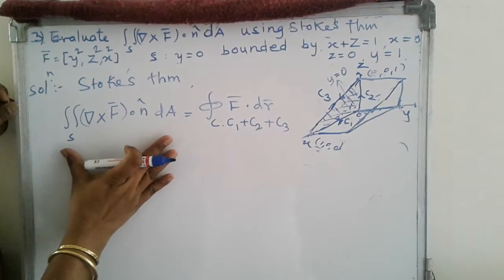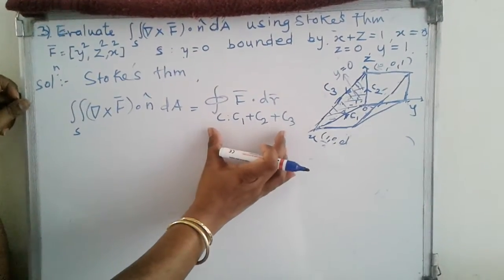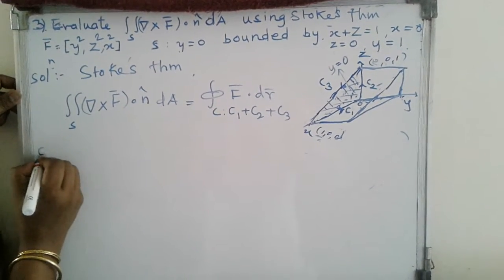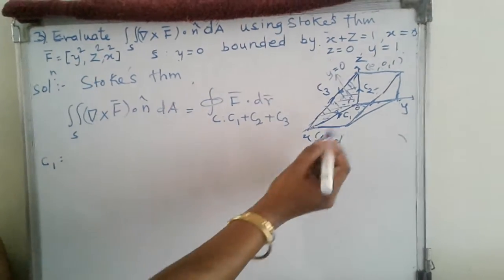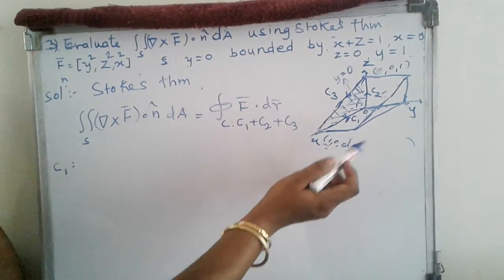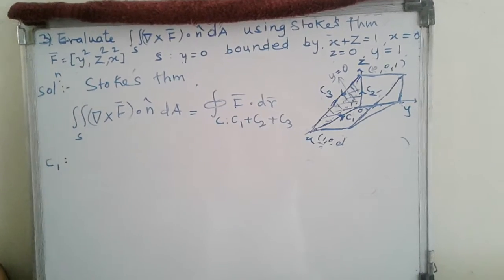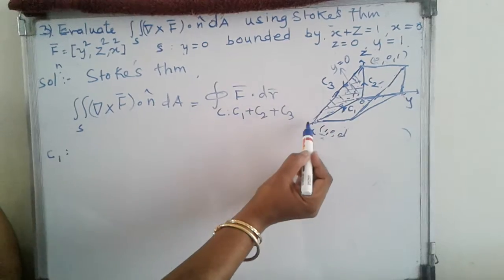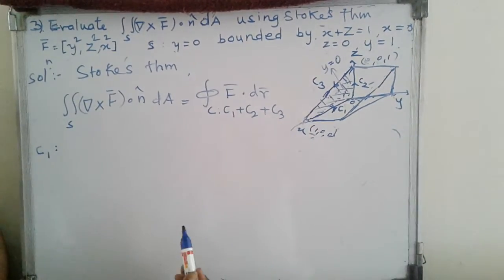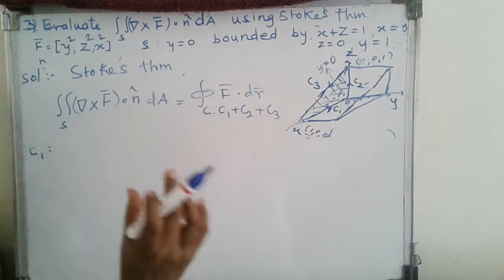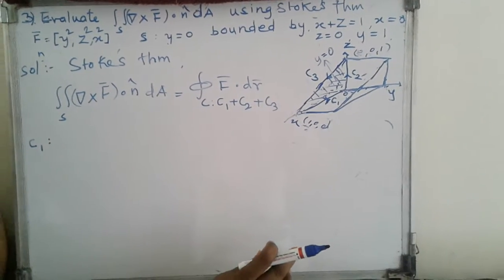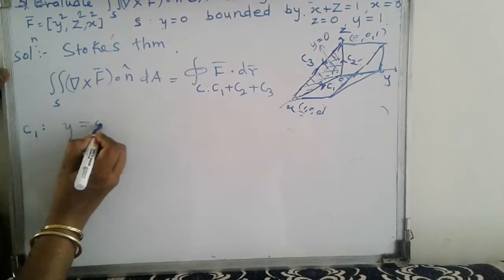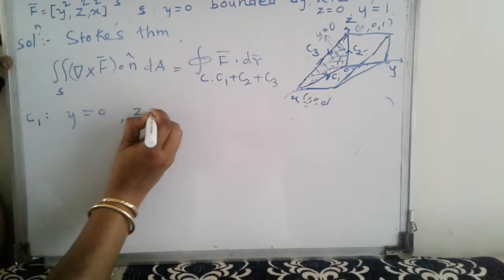So in order to evaluate this surface integral, we'll evaluate the line integral along the closed path C. Let us see the first path C1. This is the C1 path, and when we are evaluating the line integral, always traverse in the anti-clockwise direction. So path C1 is from this point till this point. But this path C1 is a part of the x-axis. So the equations of the path C1 are y equal to 0 and z equal to 0.